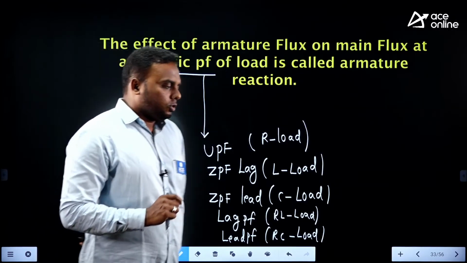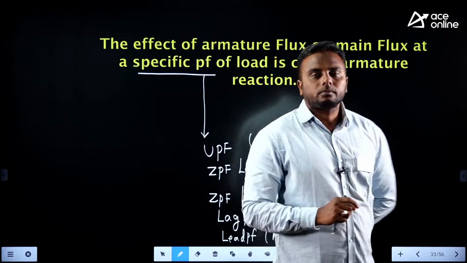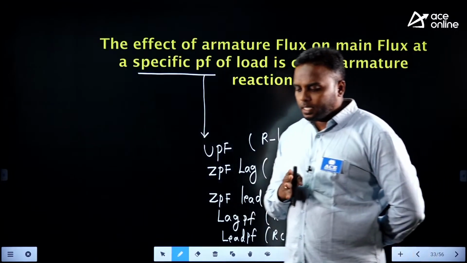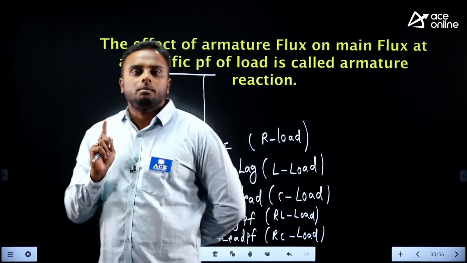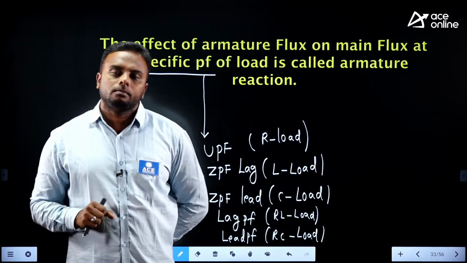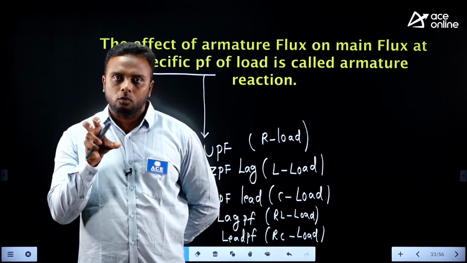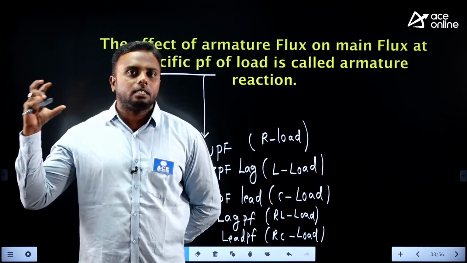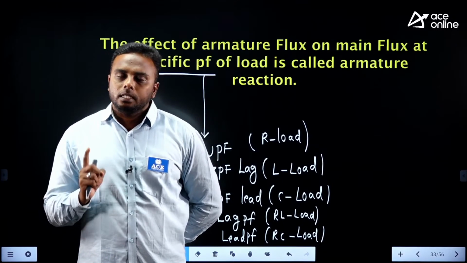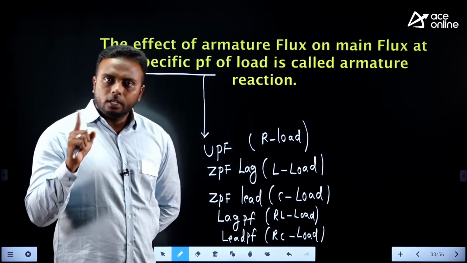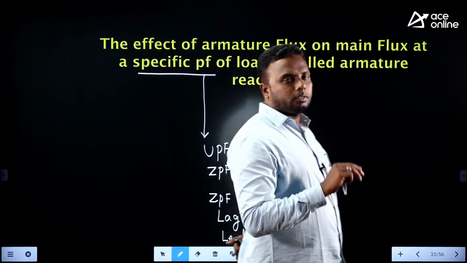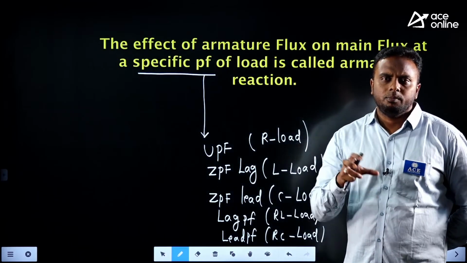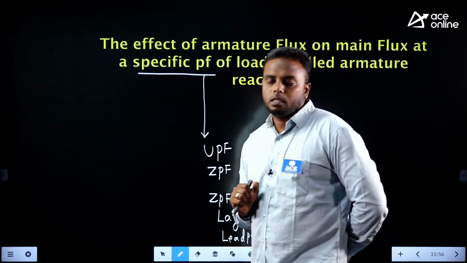And here one important point I want to say is, in a DC machine, armature flux is located in the rotor. Armature flux will be in the rotor, main flux will be in the stator. But in a synchronous machine, main flux will be in the rotor, armature flux will be in the stator. Generally we prefer that in case of synchronous machines.